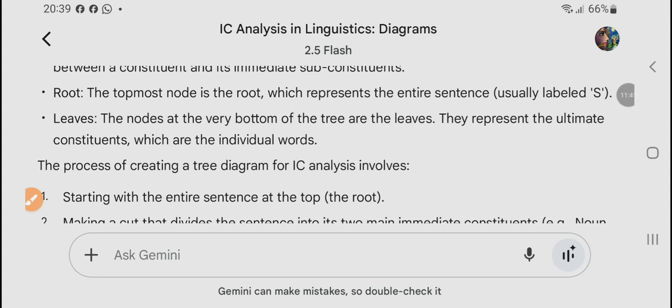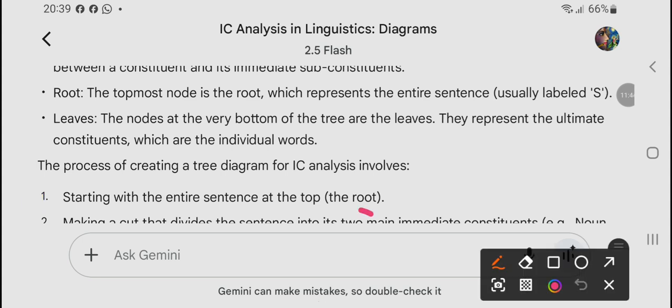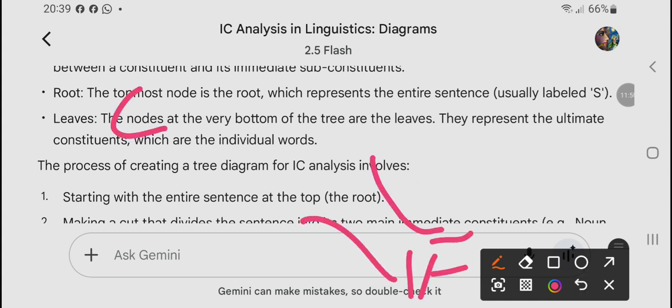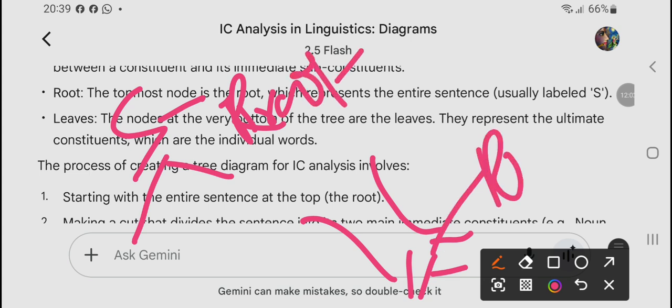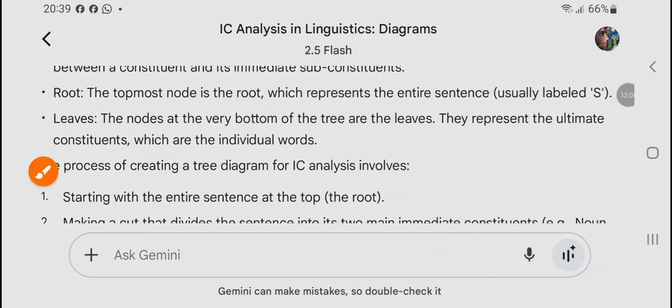usually labeled S. Okay. So here, as we have seen, this is the root in the tree, but when we make a diagram, it is just opposite, because here we make an inverse diagram, right? So this is the root, this is the root, and here this is the root, right? So let us see, which represents the entire sentence, usually labeled S.